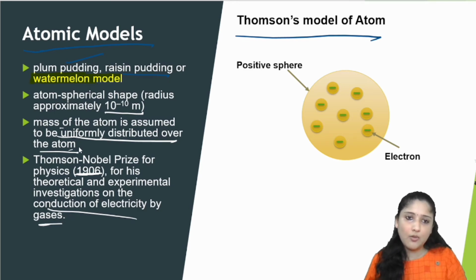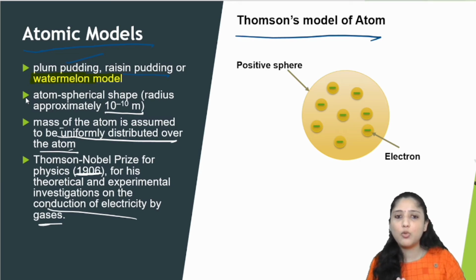What all did Thomson tell? He called it the plum pudding model, raisin pudding model, or the watermelon model. He told that the atom is spherical in shape and the radius is about 10 power minus 10 meter. The mass of the atom is uniformly distributed over the atom. These are the conclusions of Thomson's model of atom.